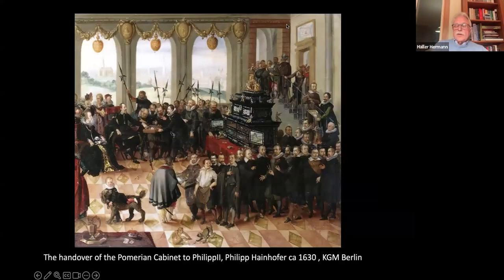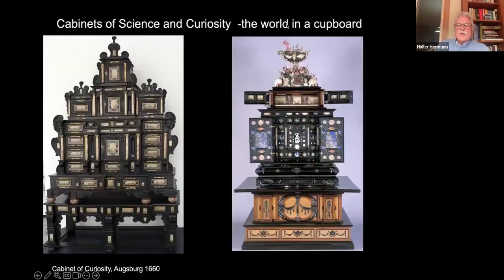This shows you the event. This is not Sweden, but this is another one of these cabinets, which was handed over to Philip II, the Archduke of Pomerania. And ironically, this painting is actually part of the cabinet. So this tells you it's not only about science and art, it's also about history. And the whole combination of this is, as I said, from the past and a different logic. This one you have seen on the right-hand side. I apologize for that. On the left-hand side, this is also Augsburg 1660.